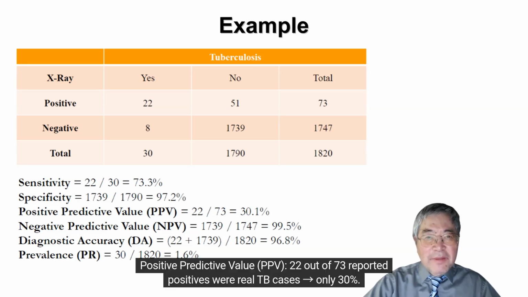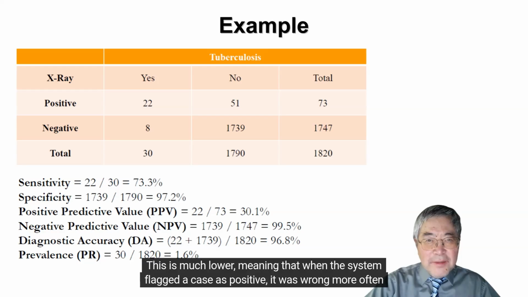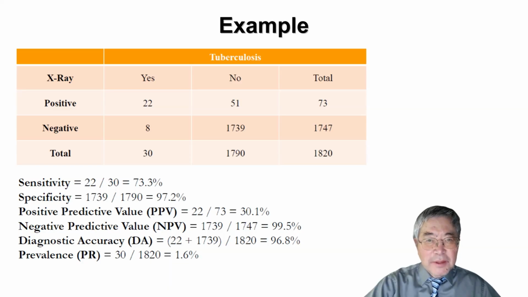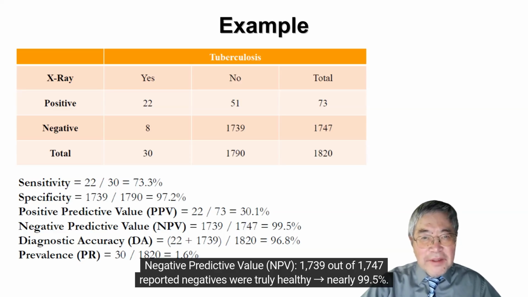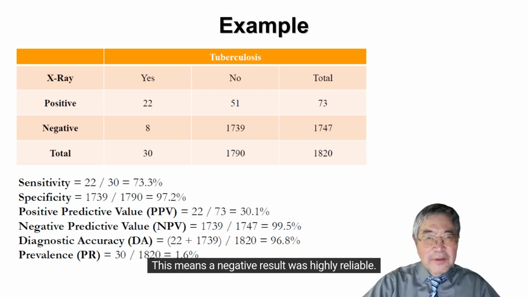Positive predictive value, PPV: 22 out of 73 reported positives were real TB cases, only 30%. This is much lower, meaning that when the system flagged a case as positive, it was wrong more often than it was right. Negative predictive value, NPV: 1,739 out of 1,747 reported negatives were truly healthy, nearly 99.5%. This means a negative result was highly reliable.